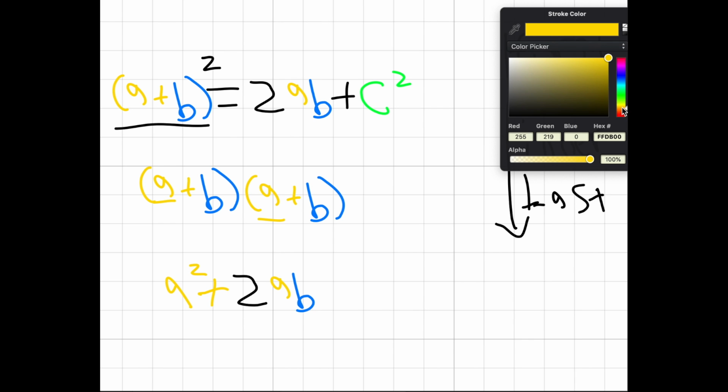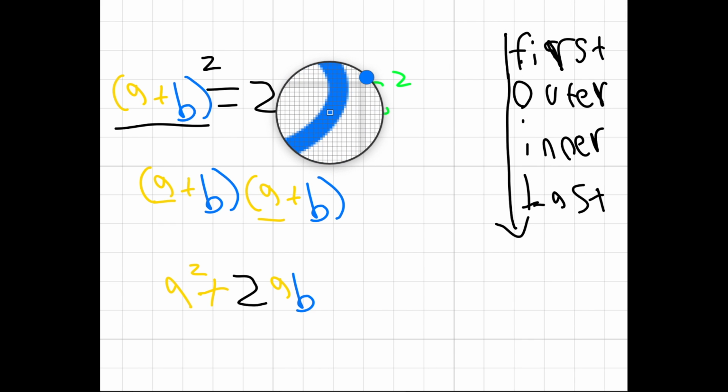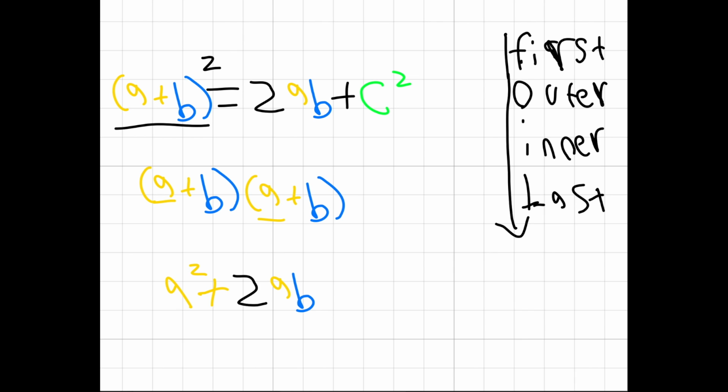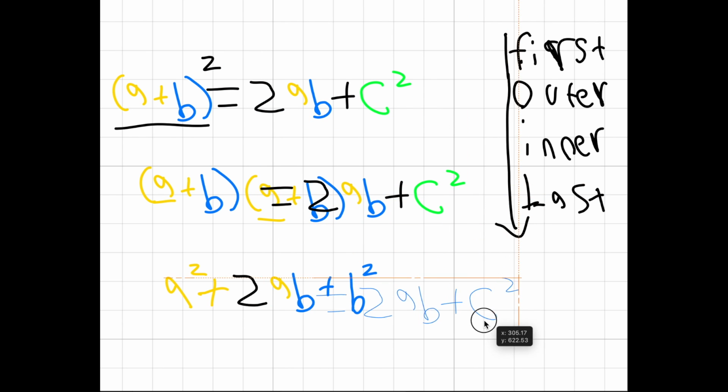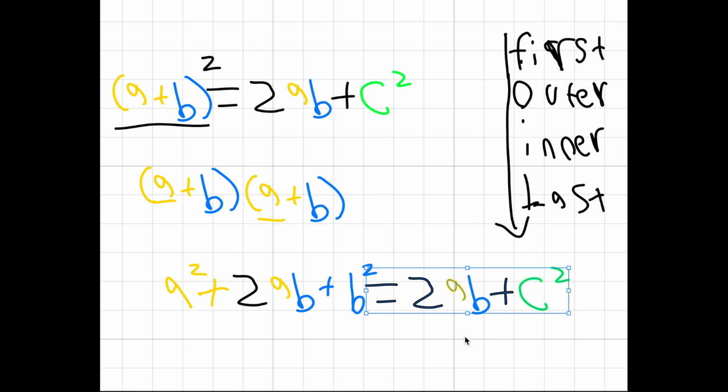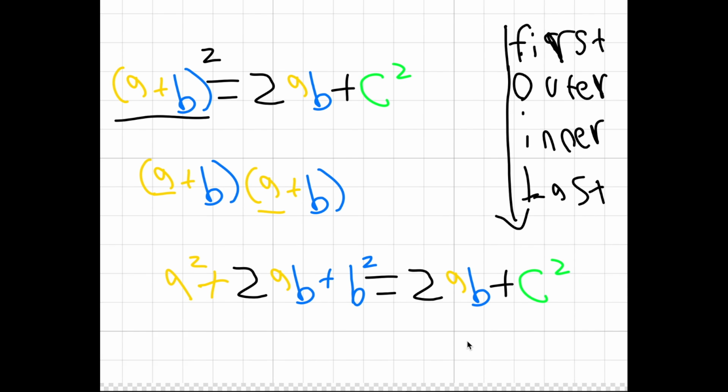So let me just write b squared. Plus b squared, and that is equal to just the right hand side, which is, copy and paste. You should know this by now. It's equal to 2ab plus c squared. Now, you might see where this is going. Home stretch. Finally.